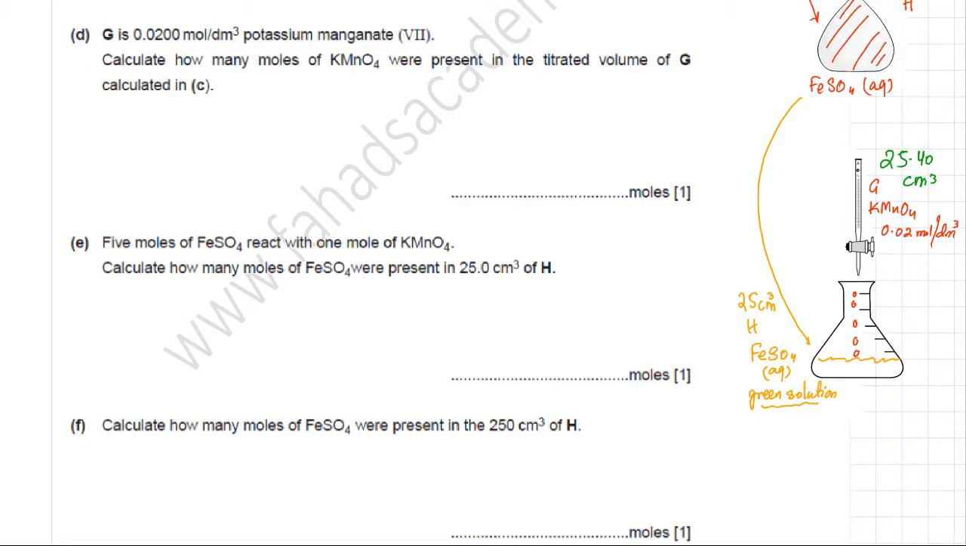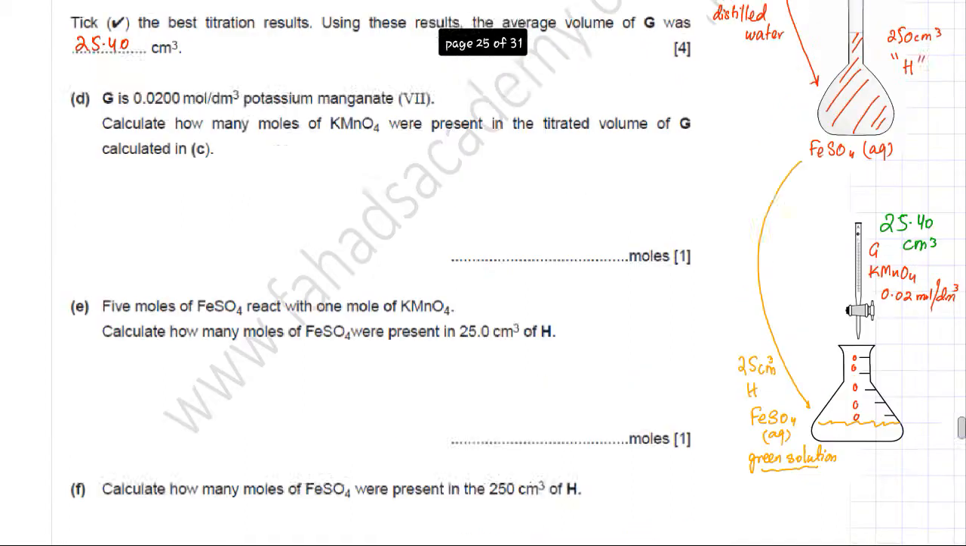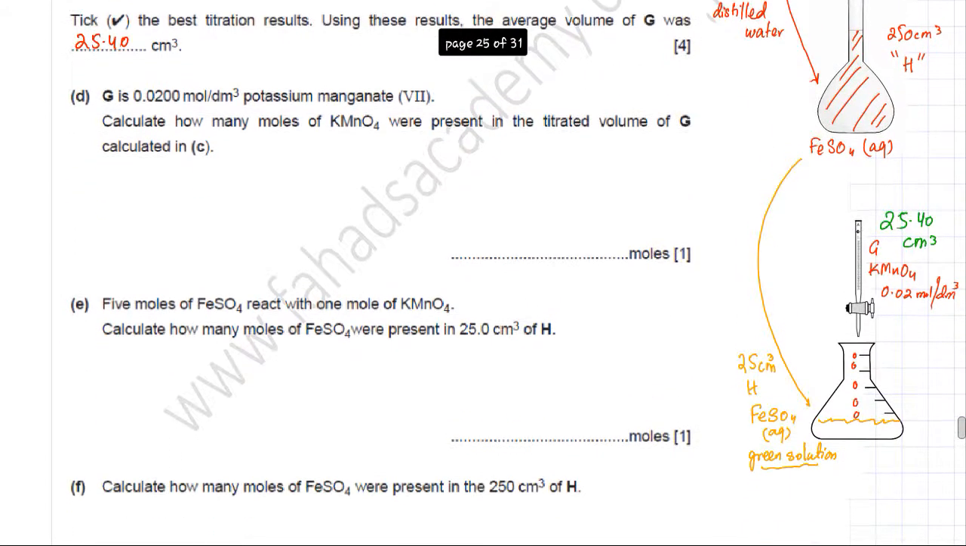Now, if you look at KMnO4, you're given the concentration, and you're given the volume as well. So using this information, you can find the number of moles of KMnO4 in the burette that are being added into the flask. Moving to the next part, he's given us that G is 0.02 mole per decimeter cube KMnO4. Calculate how many moles of KMnO4 were present in the titrated volume of G. So that's the volume of G being added, and that's the concentration of G.